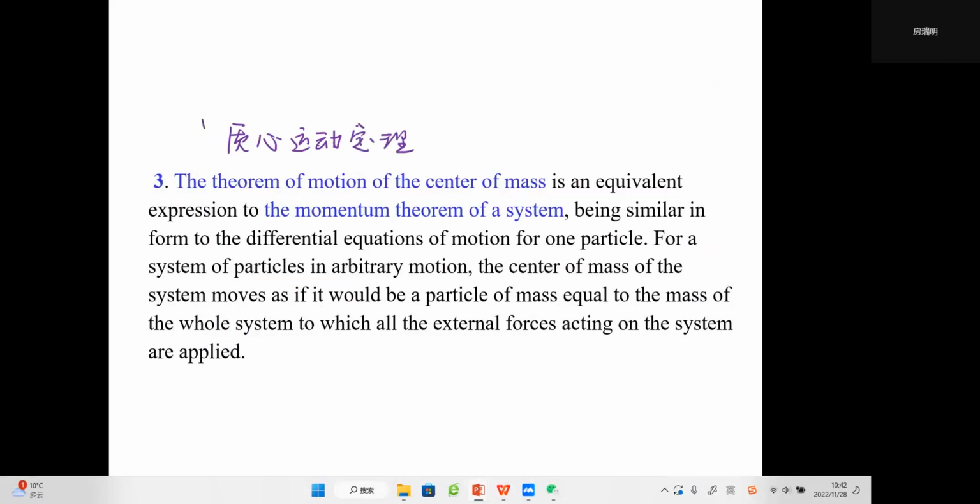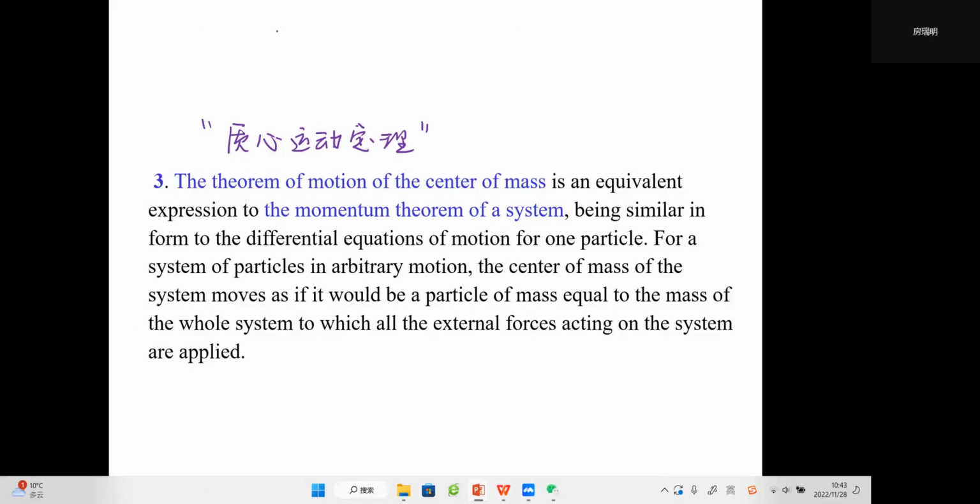So that means you guys had better learn Chinese well, right? Because it can denote more information than the same number of English words. I think it's true, right? So the theorem of motion of the center of mass is an equivalent expression to the momentum theorem of a system. Let me repeat what this paragraph tries to explain: the theorem of motion of the center of mass is an equivalent expression to the momentum theorem of a system.